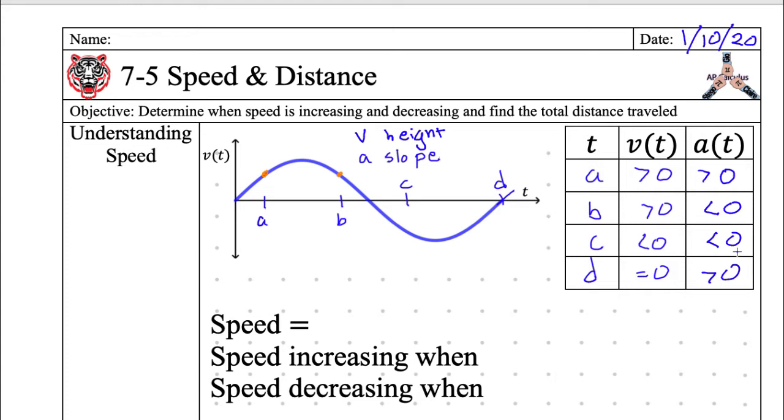So the main takeaway here, this objective: speed is increasing when I have velocity and acceleration having the same signs. So A and C, speed is increasing. Let's pretend that we move D over here so I can talk about B and D. My speed is decreasing because I have opposite signs.